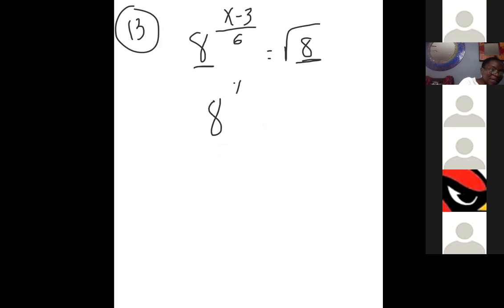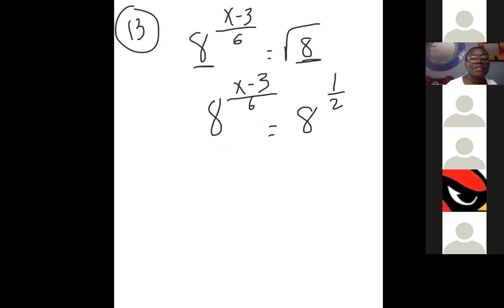Now, for number 13, guys, this one is 8 to the (x minus 3) over 6 is equal to the square root of 8. Now, the bases are both 8. But, guys, if you look carefully, there's no power on the right. So how do we get the power on there? Well, we're going to have to change that radical, the square root, to the 1/2 power.